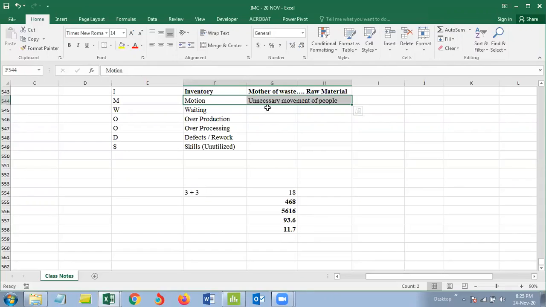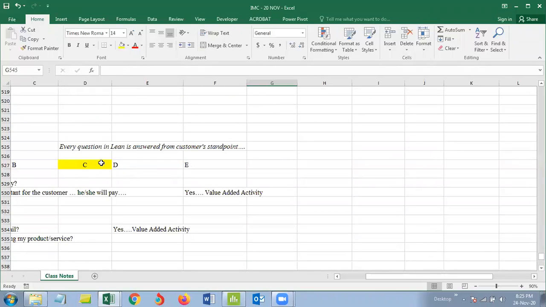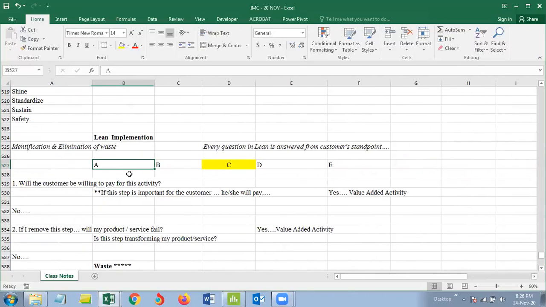Moving on to the next. This is self-explanatory. Waiting. Lean is all about cutting down the time. You're starting your process A, B, C, D. You must get this process wrapped up. You can't let the process get stuck. If your A step is over, your B should start immediately.